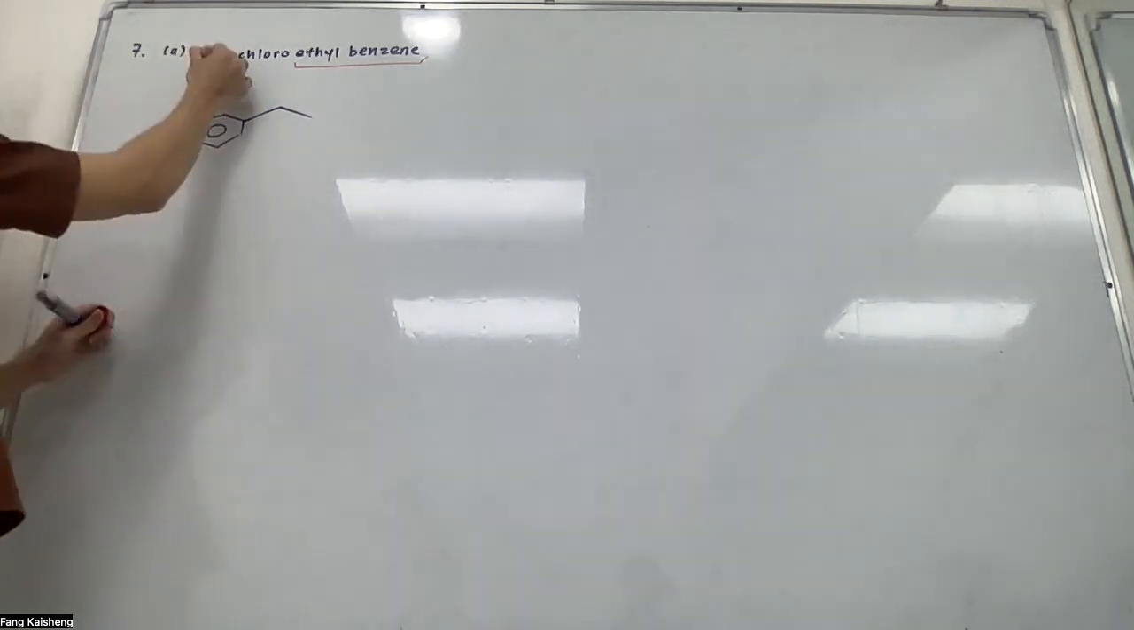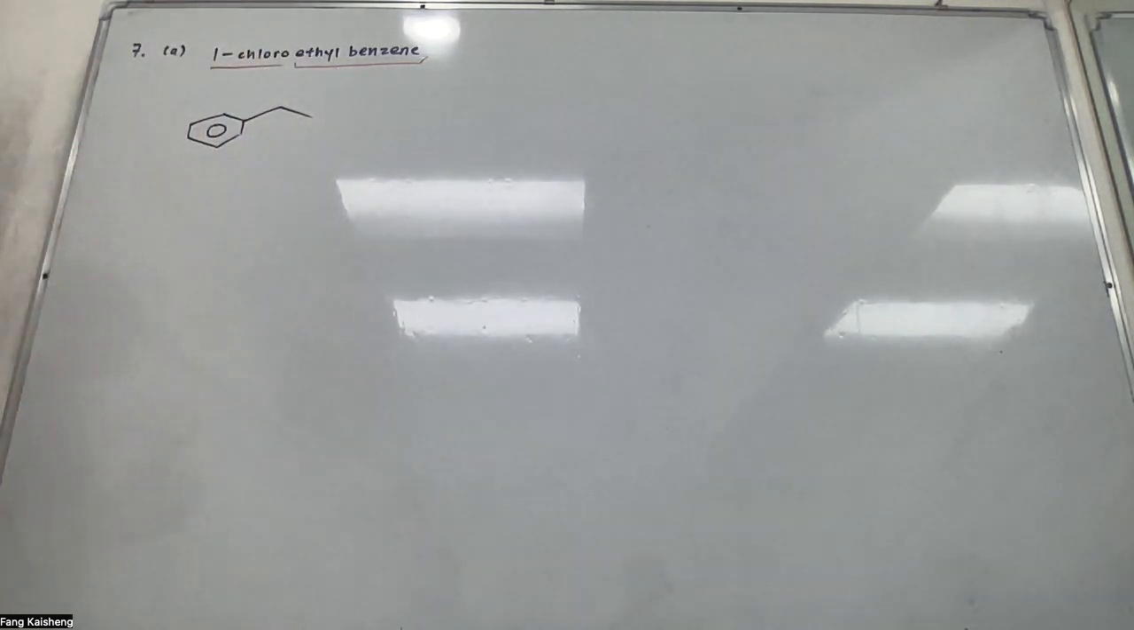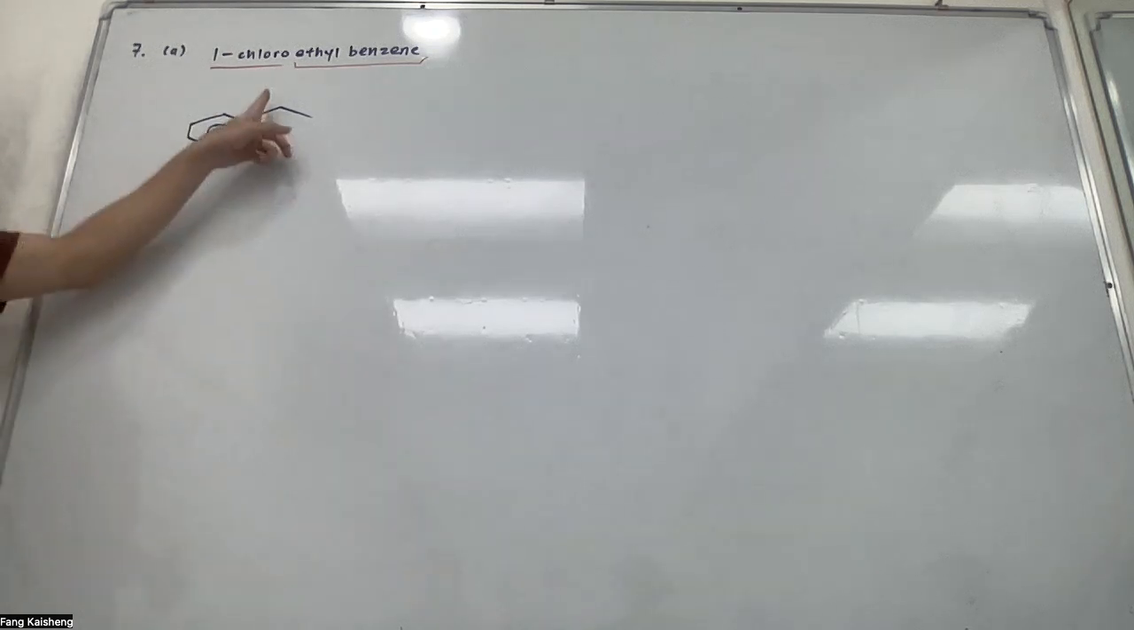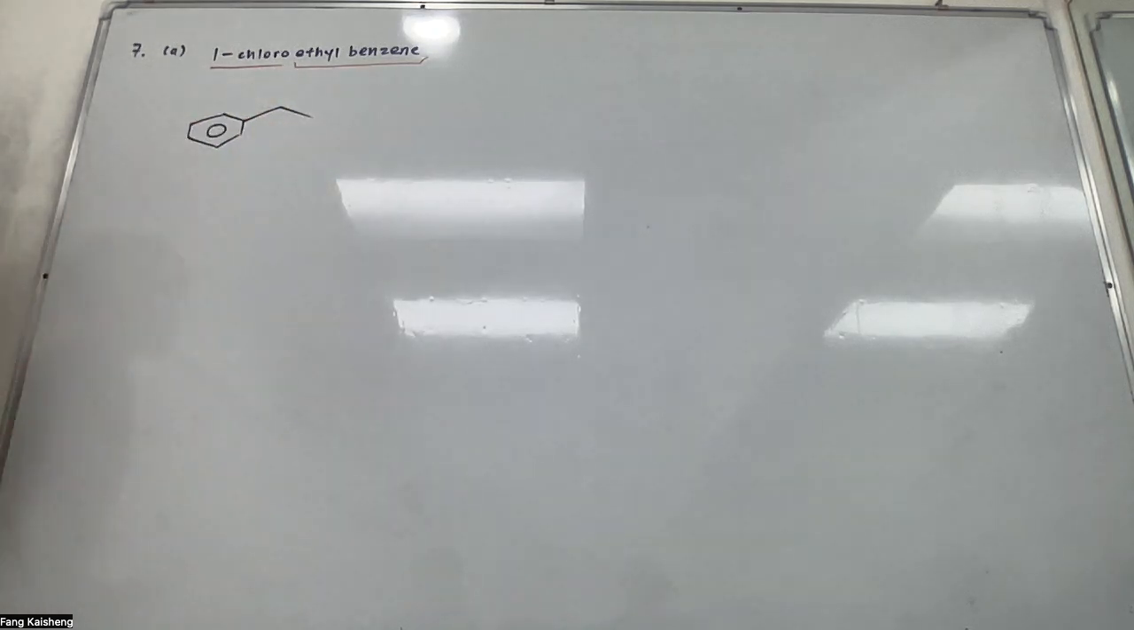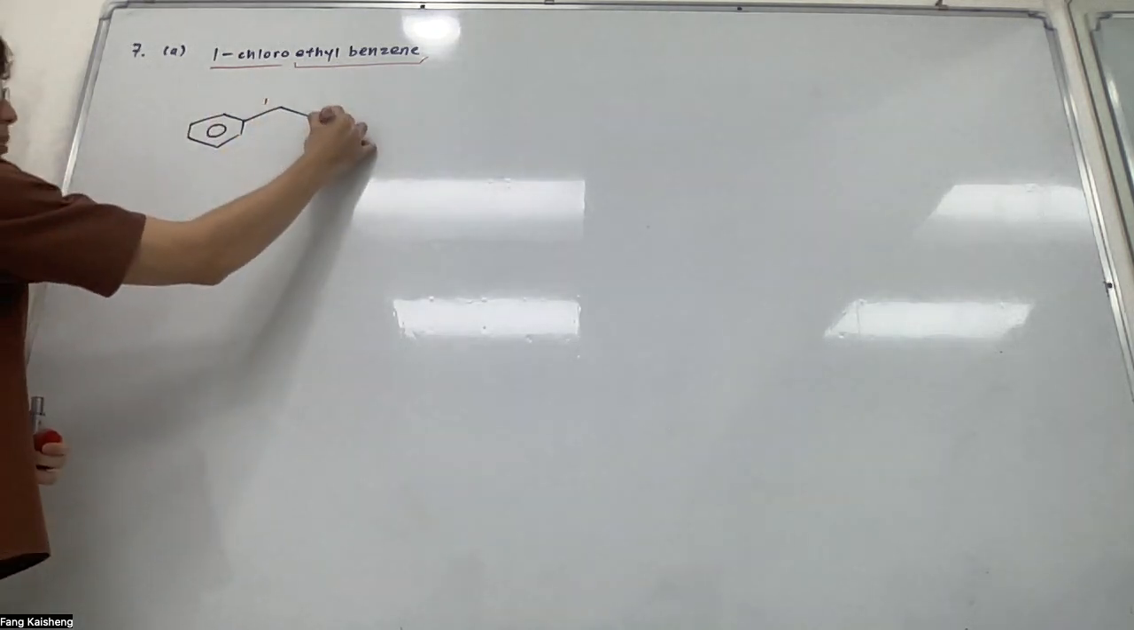The chlorine is on the first carbon. Read that to yourself. There are 2 carbons over here, so which one? The issue is, what is the first carbon? Who is carbon number 1? Is it this or this? Yes, the one closer to the benzene should be number 1. This is number 1 carbon, this is number 2 carbon.